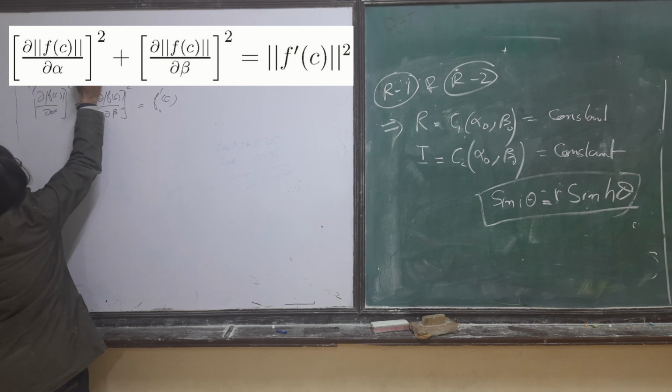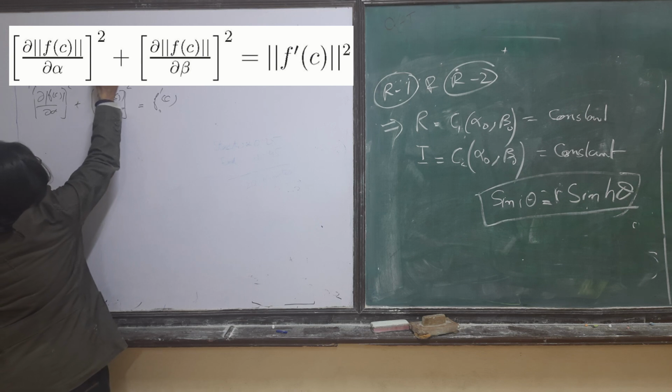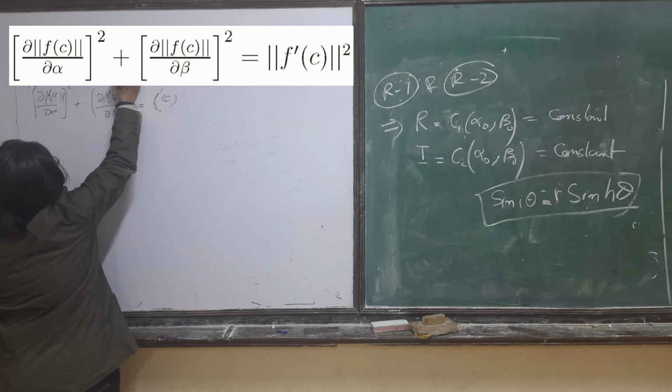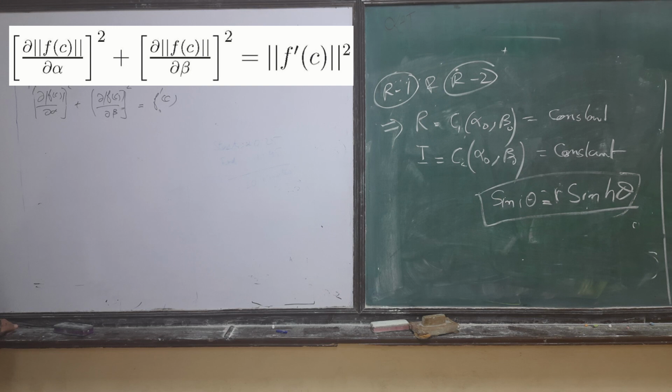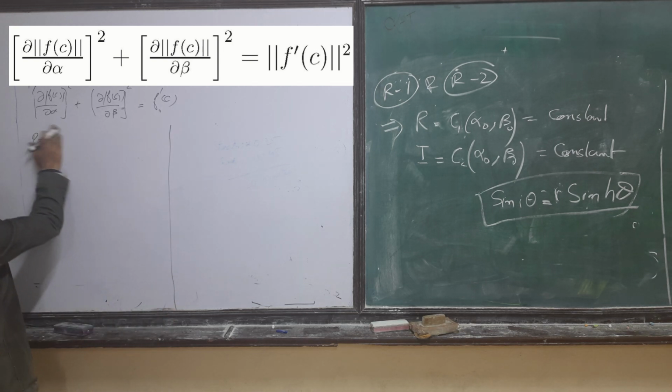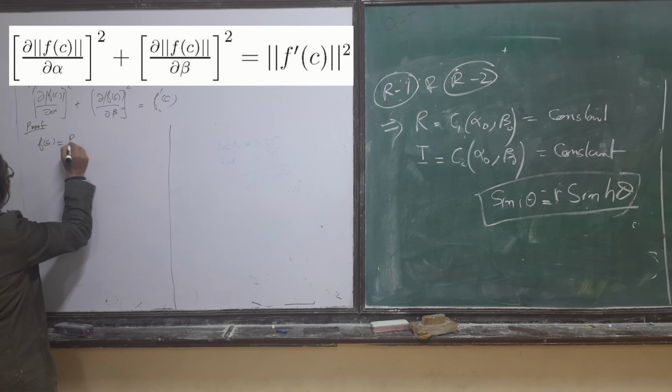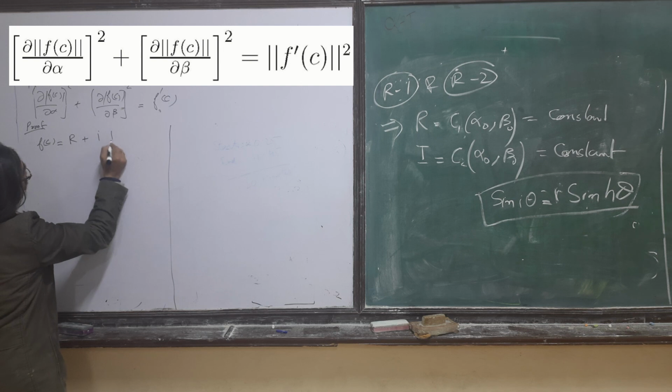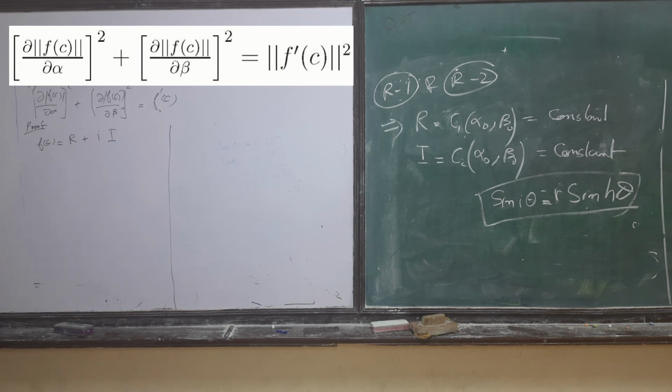If F(c) is a function, then this will be equal to this. Okay, the derivative will be equal to this. Yes, F(c) is equal to R plus iota I, both are functions of alpha.